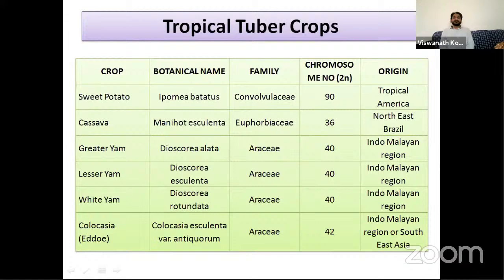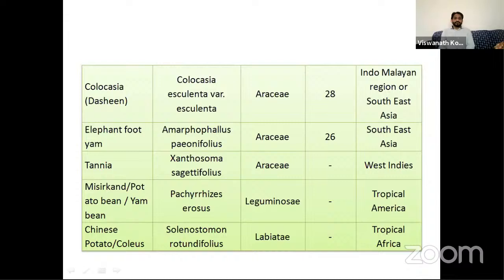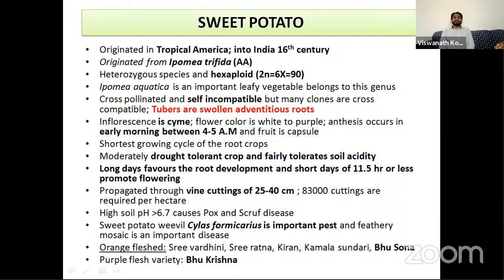You can go through the botanical names, family, chromosome number, and their origin from my slides. Another colocasia, elephant foot yam, tannia, Chinese potato. Sweet potato is another important tropical tuber crop. It originated in tropical America and was introduced to India in the 16th century. Potato was introduced in the 17th century, sweet potato in the 16th century.